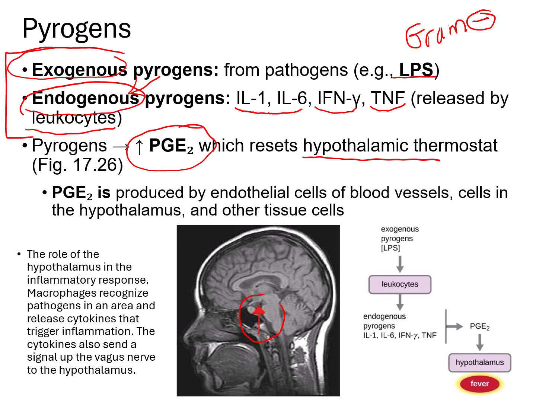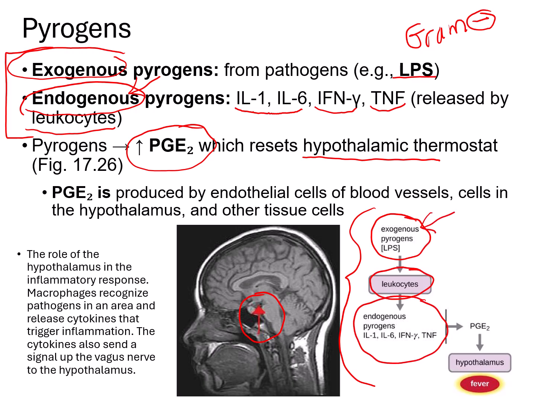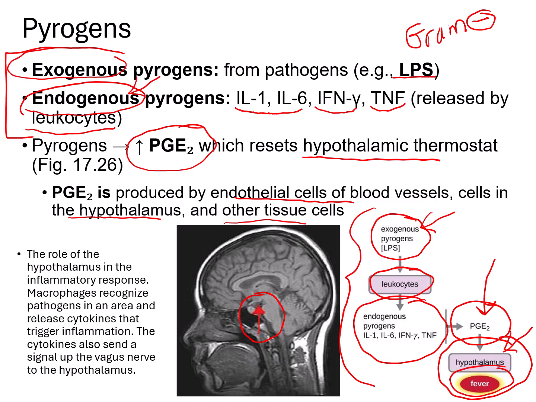So here again is my hypothalamus, and here's that little flow chart of how things happen. So exogenous pyrogens from microbes induce the leukocytes to release endogenous pyrogens, and that will trigger the production of prostaglandins. Prostaglandins are made by endothelial cells of our blood vessels or cells within the hypothalamus as well as other tissues. These signals will lead the hypothalamus to reset the temperature and cause fever.